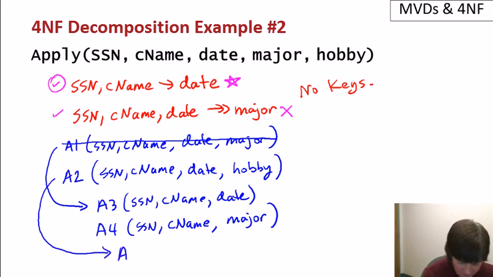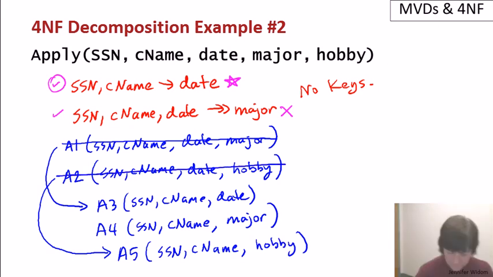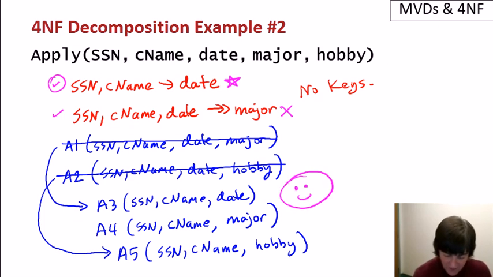So we actually only add one more relation now, which is A5, that contains the Social Security number and the college name from the left side of the functional dependency and the hobby, which is the remaining attribute. And then we cross out A2. Now, the only functional dependencies or multi-valued dependencies we have left do have a key on the left-hand side. I'll let you verify that for yourself. These three relations are our final decomposition into fourth normal form, and I think you'll agree that this is a good design, again, for the data at hand.